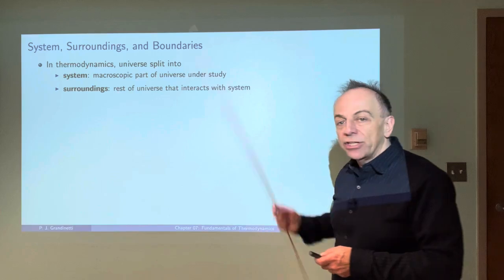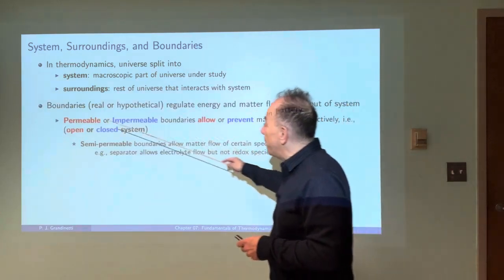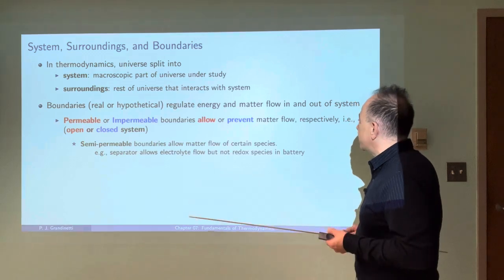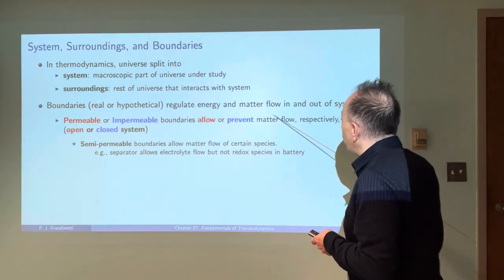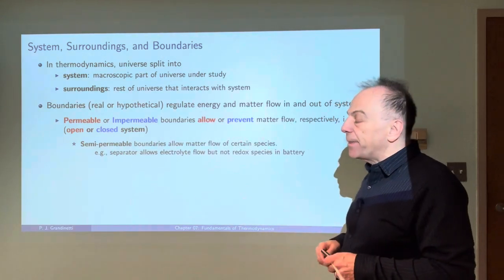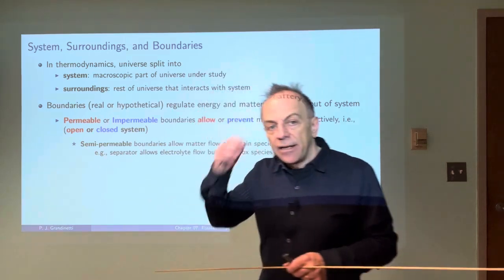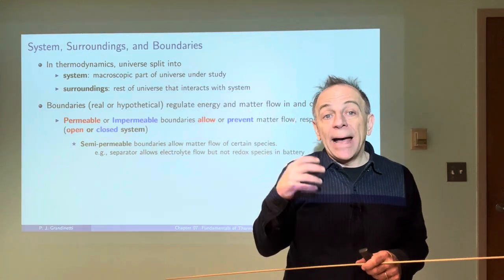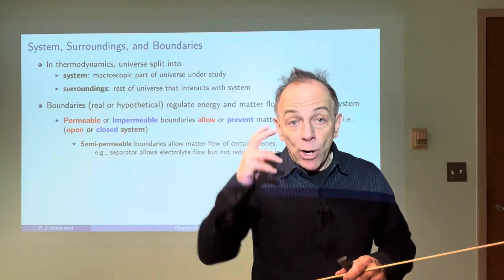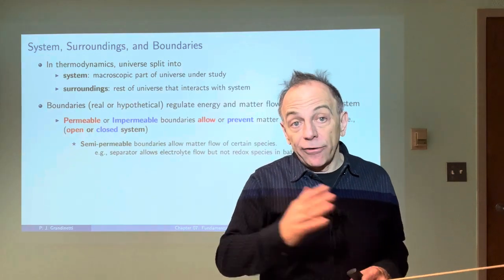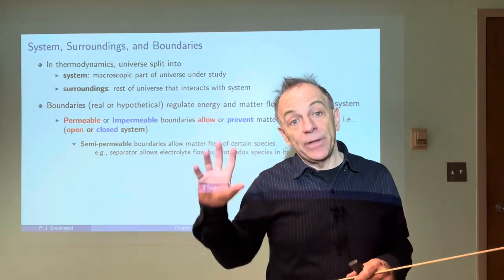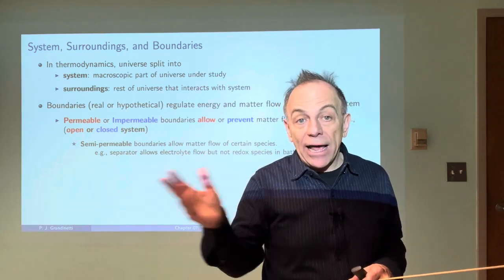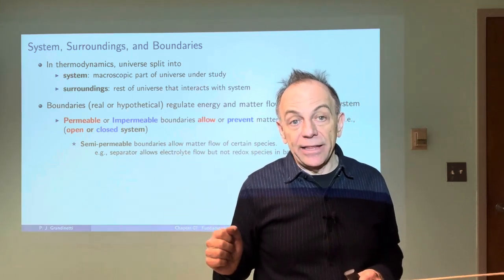So here's our definition of system and surroundings. And by boundaries, which could be real or they could be hypothetical boundaries between the system and surroundings, these will regulate the flow of energy and matter. So two adjectives, a pair that we often use, are permeable and impermeable. When a boundary is specified as permeable, it means that matter can flow between the system and the surroundings. And conversely, if the boundary is specified as impermeable, then no matter can flow between the system and the surroundings.